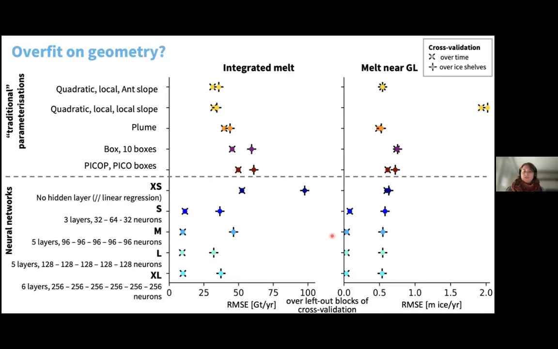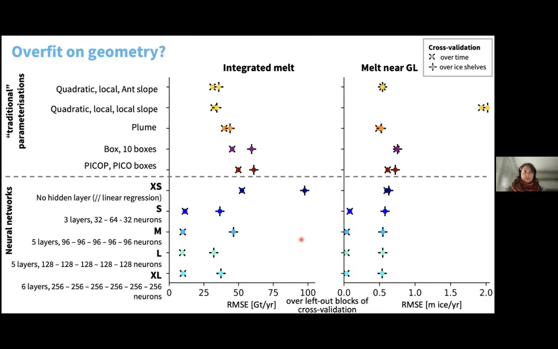If we look at the melt near the grounding line, the results are quite similar. I think this is because probably the differences are much smaller, so you cannot really see much. But again, the cross-validation over time leads to a very low RMSE, and over ice shelves, it's a bit higher.